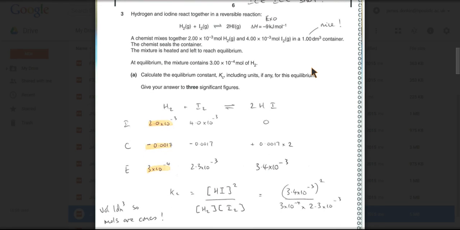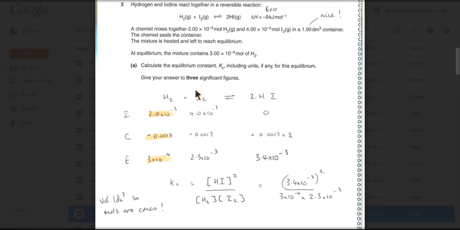So a chemist seals a container, the mixture is heated and left to reach equilibrium. At equilibrium we're told we've got 3 times 10 to the minus 4 moles of hydrogen. Calculate Kc, include the units if any. And we must give our answer to 3 significant figures.